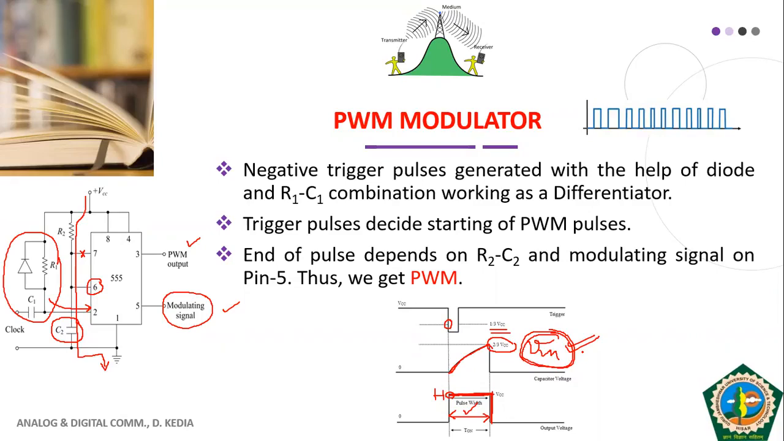Is that point clear? So this is how your PWM pulses are generated, and we are able to generate a PWM signal with the help of the 555 timer IC, which works in monostable mode. So that's all about your PWM modulator using the 555 timer IC. We stop here and we will continue with PWM in the next class.